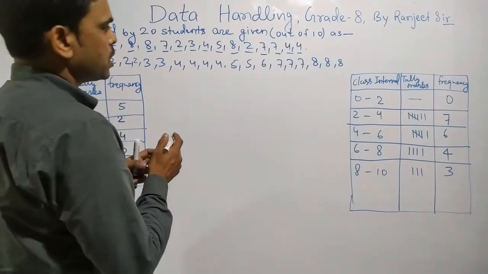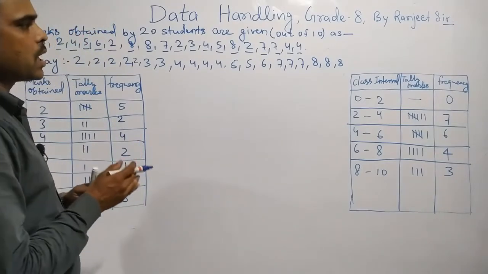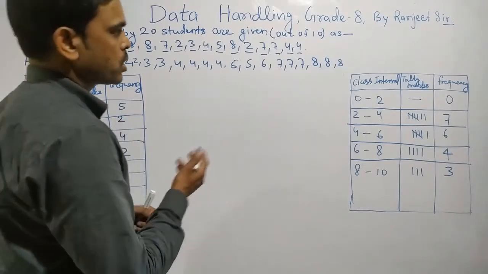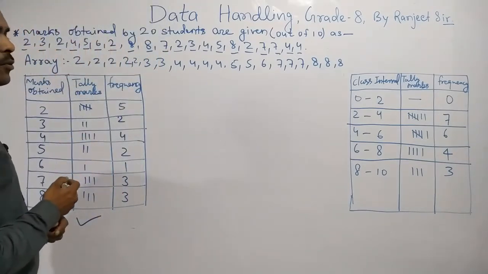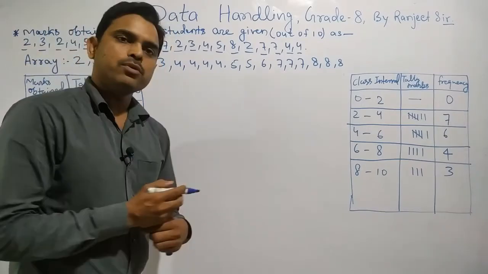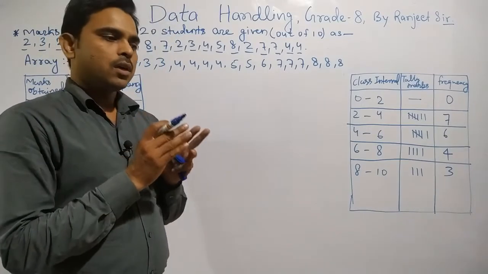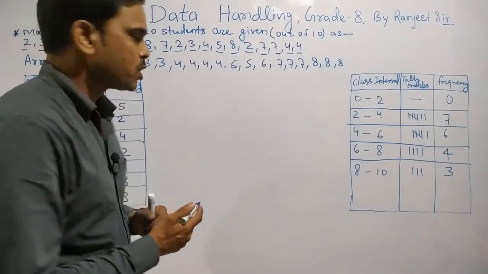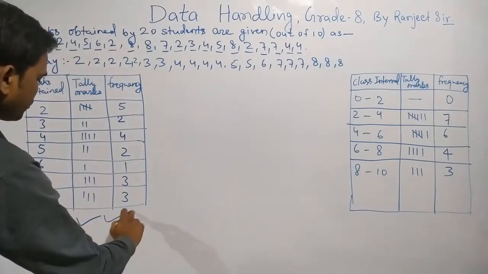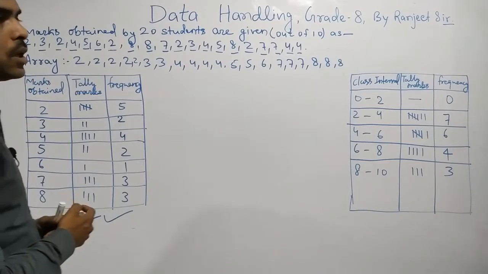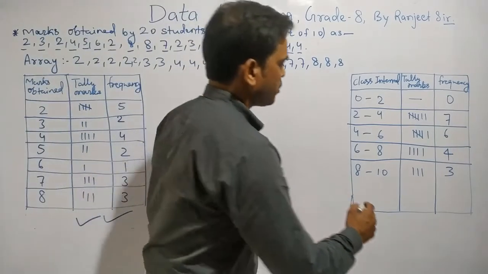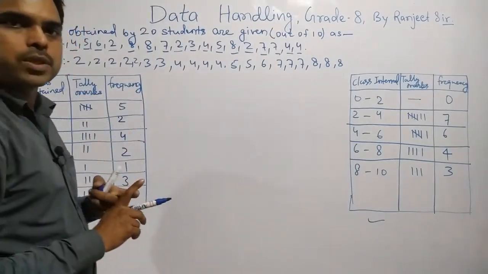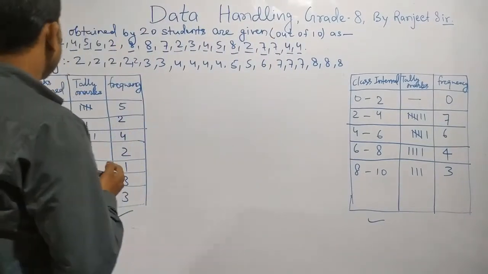Now we will start making the bar graph and histogram. As I've told you in the start, in a bar graph the bars are separate from each other. So we can create the bar graph with this table only, and the histogram will be created with this table only. This is the first difference which you will understand here.